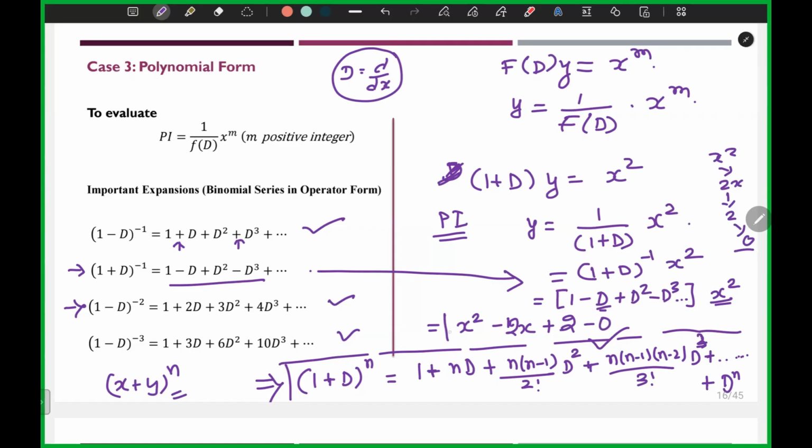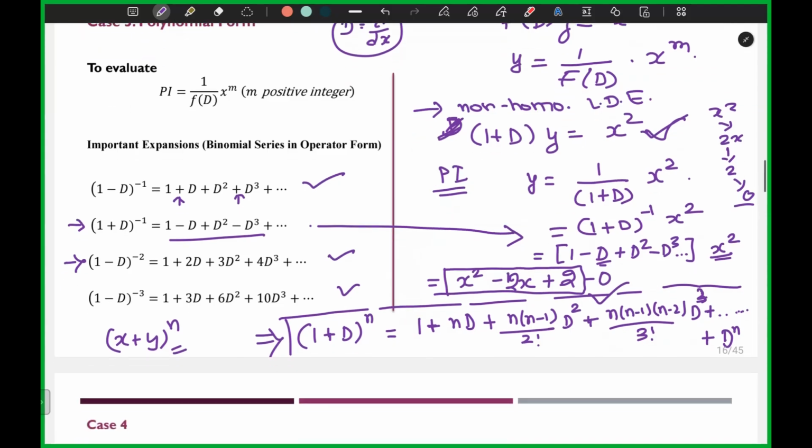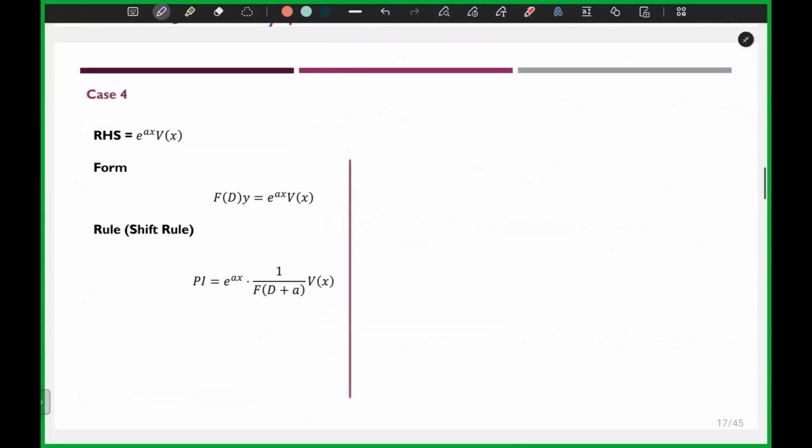So this whole thing is the particular integral of this non-homogeneous linear differential equation. Is that clear to everyone up till now? Yes, sir. Okay.